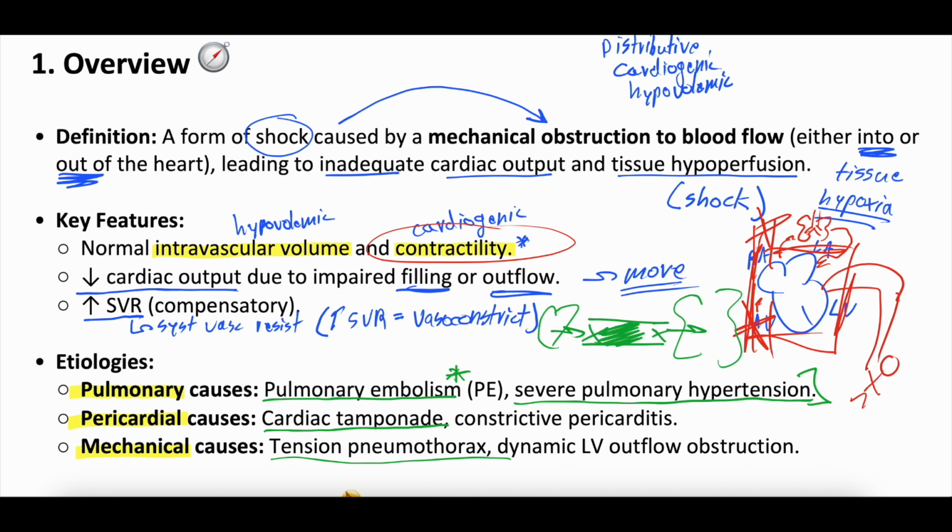And then dynamic left ventricular outflow tract obstruction. This is somewhat of an advanced topic, although if you just simplify it to the shock state, it means the left ventricle has an obstruction, so it cannot pump blood out of the left ventricle, obstructive shock.